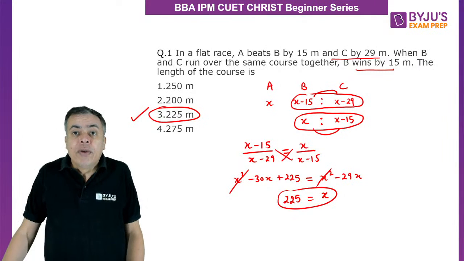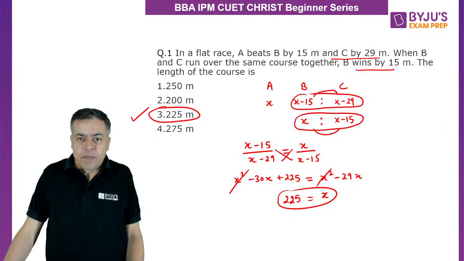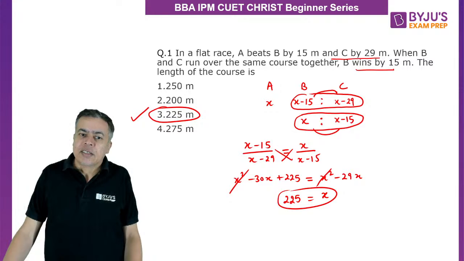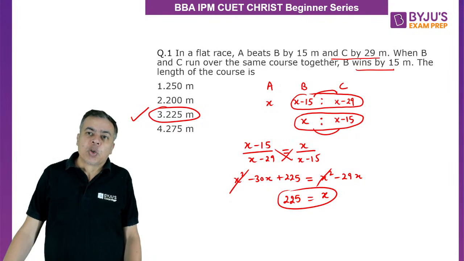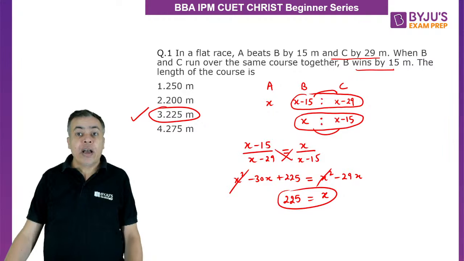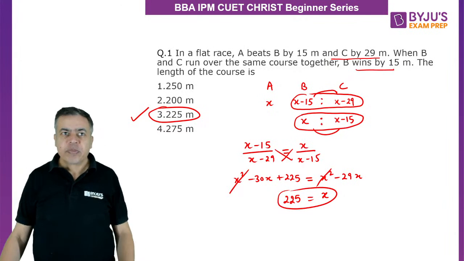Okay, this is one way. This is doing it by algebra, writing x and all the things. But instead of this, you could have checked the options also, right?